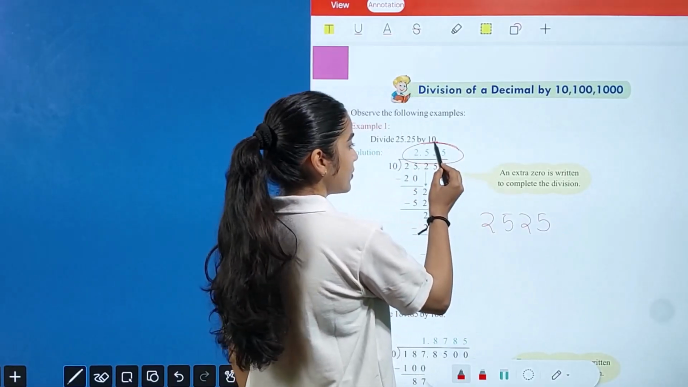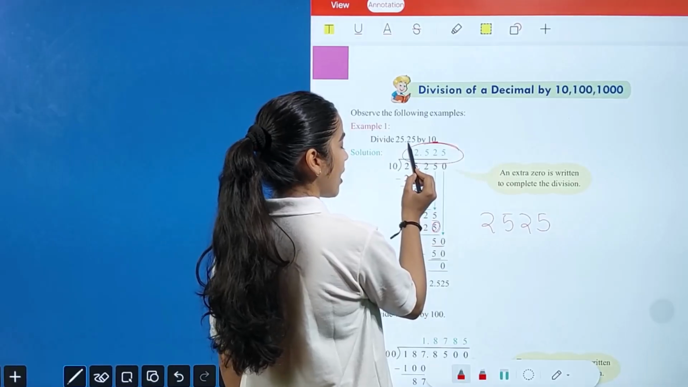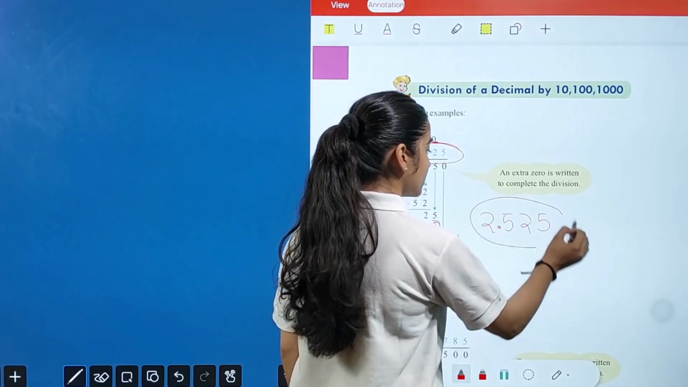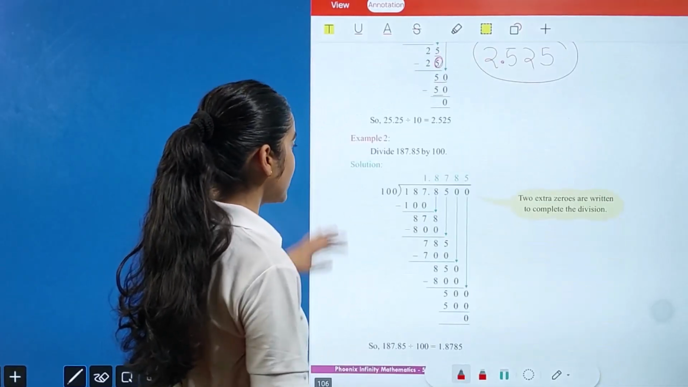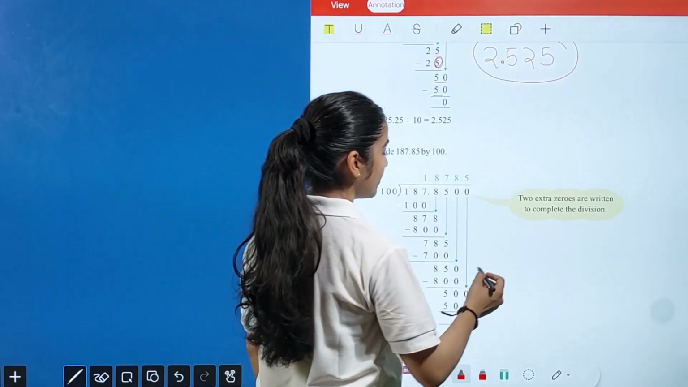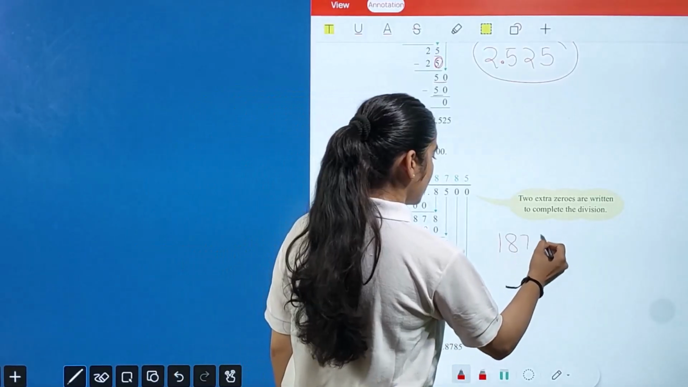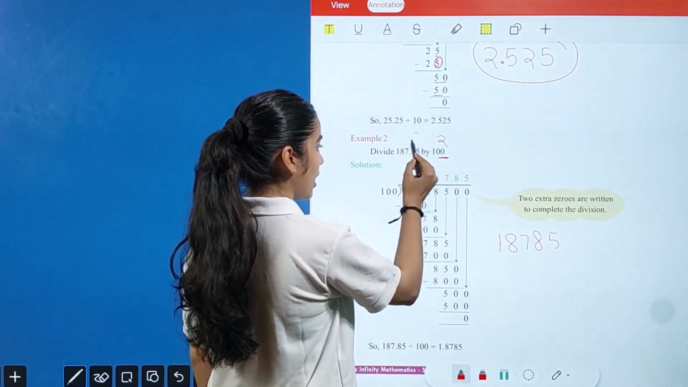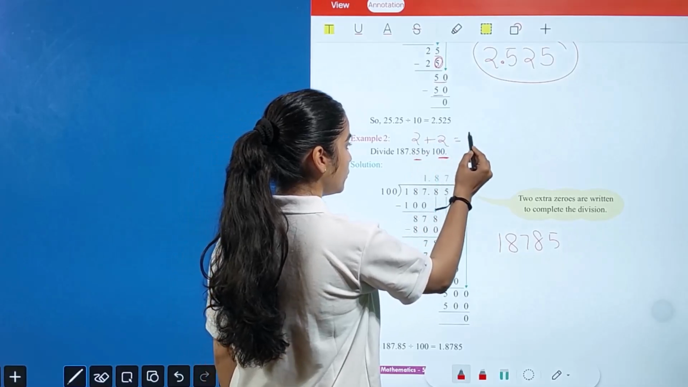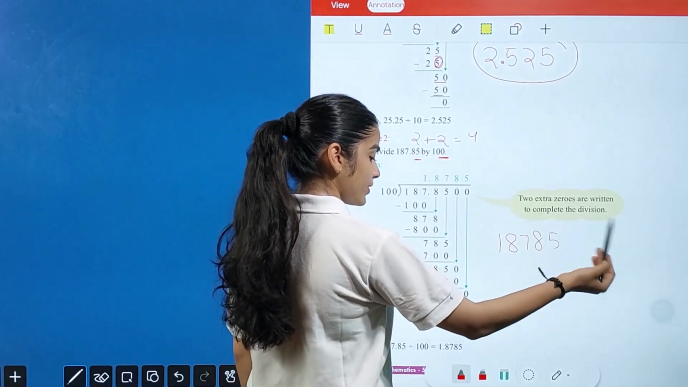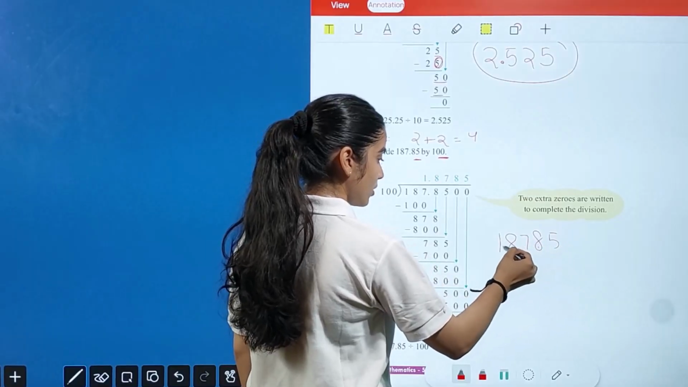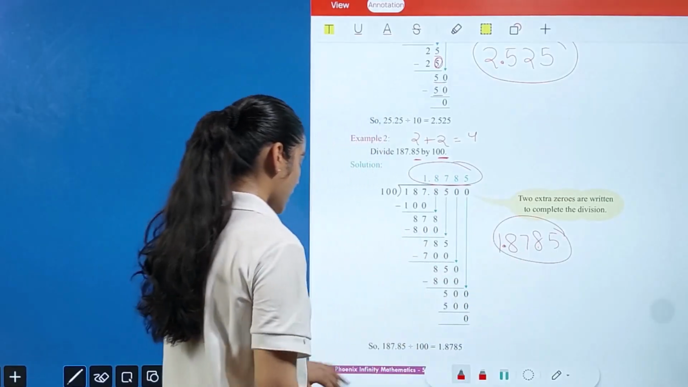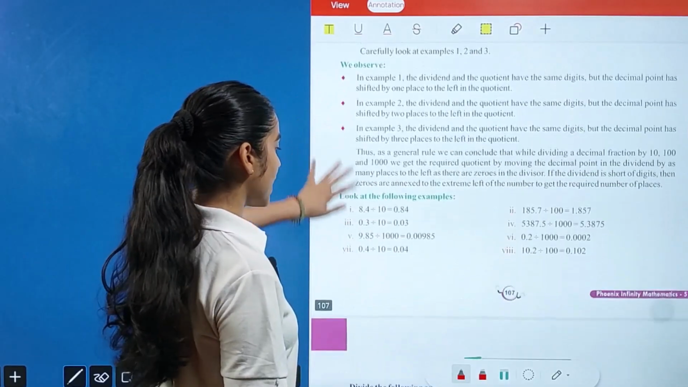Check it out. How many zeros are there? 1. How many digits are there after 0.3? Count your 1, 2, 3, and put a point here. That's it. This is the simple process you have. Okay. Next, 187.85 divided by 100. So 18785. 2 zeros are there and 2 numbers are there after the point. 2 plus 2 is equal to 4. So count your numbers from the left hand side: 1, 2, 3, 4. 1.8785. Same answer. Okay. Now, same process we have to repeat for 1000.